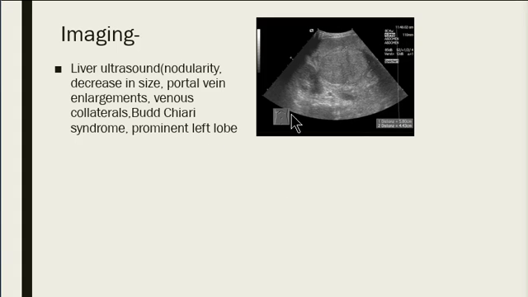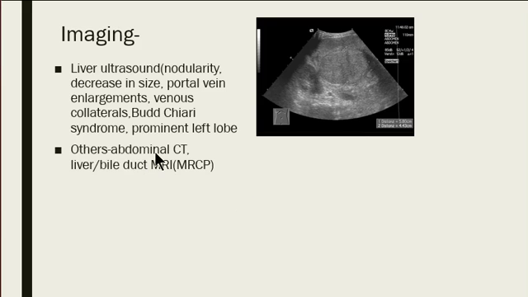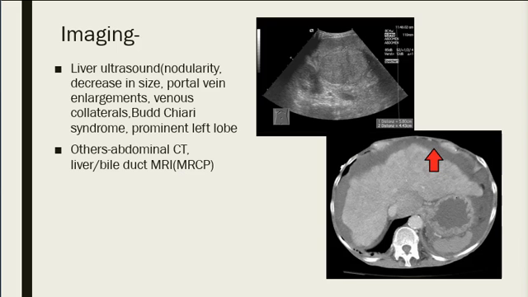So in this picture, it's a transverse sectioning, as you can see here. It's a transverse sectioning abdominal ultrasound, and you can clearly make out liver cirrhosis with nodular formation, right? Now, apart from that, the other tests are abdominal CT, liver, or bile duct MRI. So this is a picture of a CT scan, and here you can observe marked ascites.